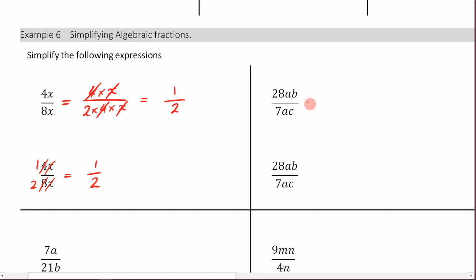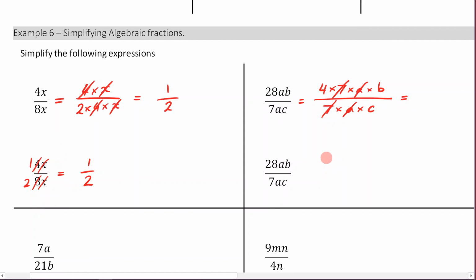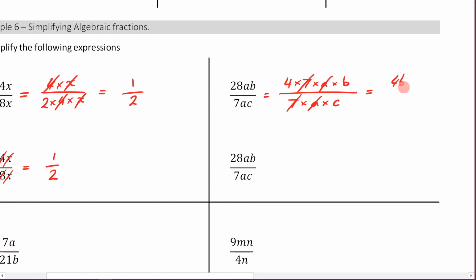And let's just do it one more time. So if I was to do this, this is going to be 4 times 7 times a times b over 7 times a times c. This 7 will cancel with this 7, this a with this a, which is going to leave me with 4b on c. That's going to be my answer. But again, the way that I want you to do the working is simply go, there's an a, there's an a. This divided by 7 is 1. This divided by 7 is 4.